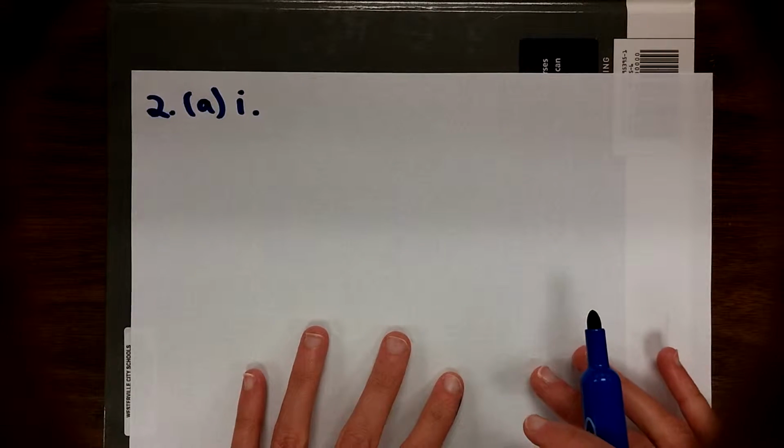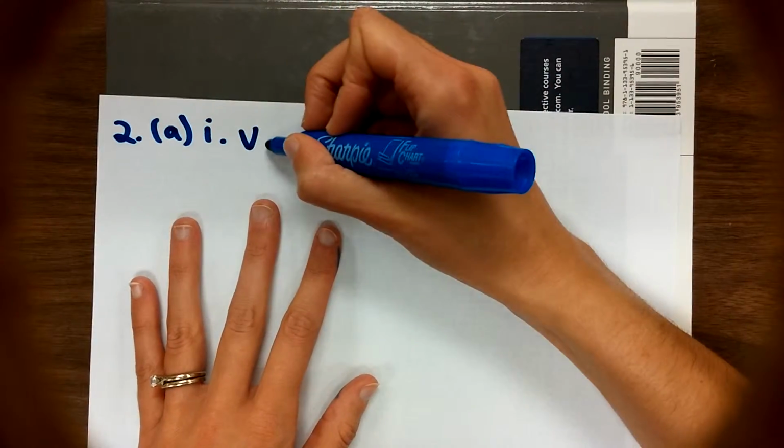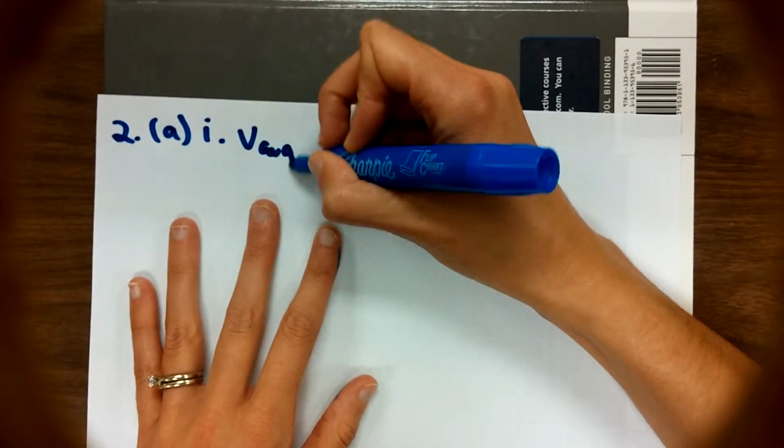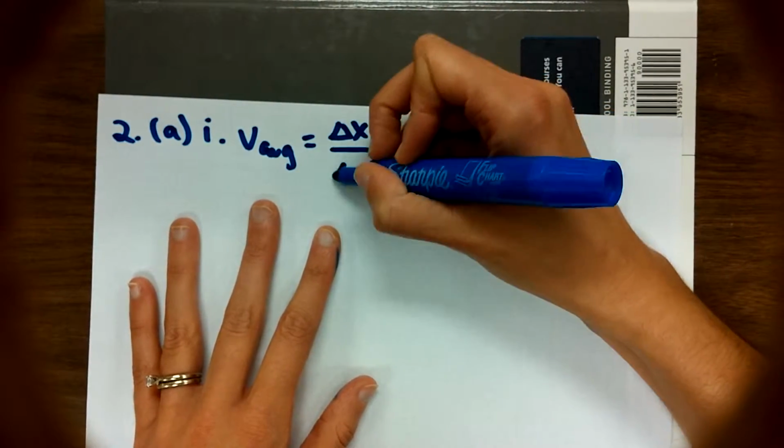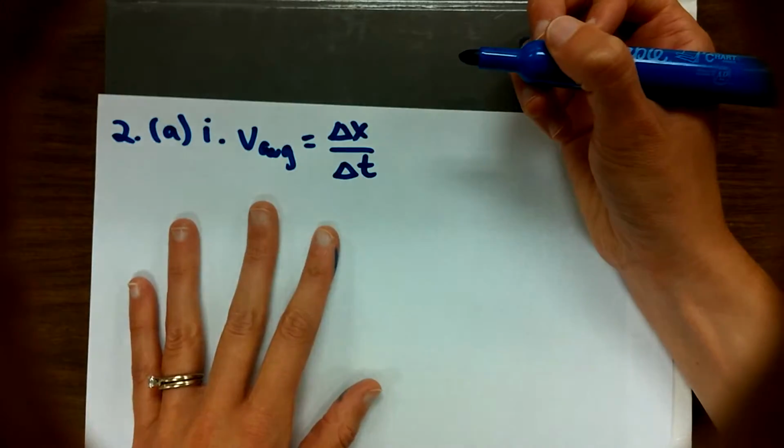So for part A of number 2, the first part asks us to find the average velocity of the truck during the interval from 0 to 3 seconds. To find average velocity, we don't use the velocity function because that gives us instantaneous velocity. We just use the definition of average velocity, which is that it is displacement divided by the time it takes for that displacement to happen.